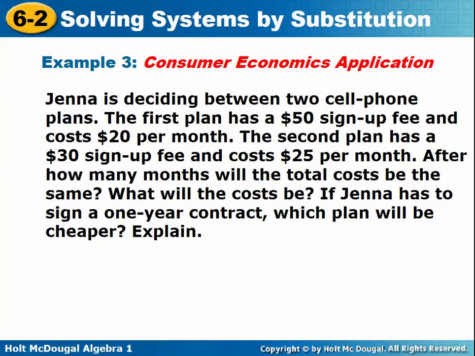You can also do word problems with solving a system of equations. In this example, Jenna is deciding between two cell phone plans. The first plan has a $50 sign-up fee and costs $20 a month. The second plan has a $30 sign-up fee and costs $25 per month. After how many months will the total cost be the same? That question, when they'll be the same, is asking what is the solution to the system.